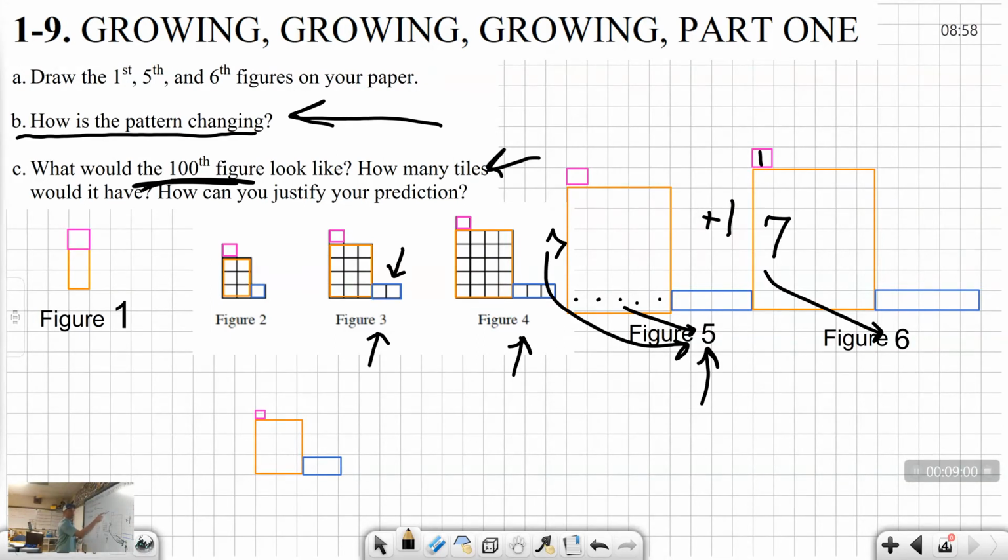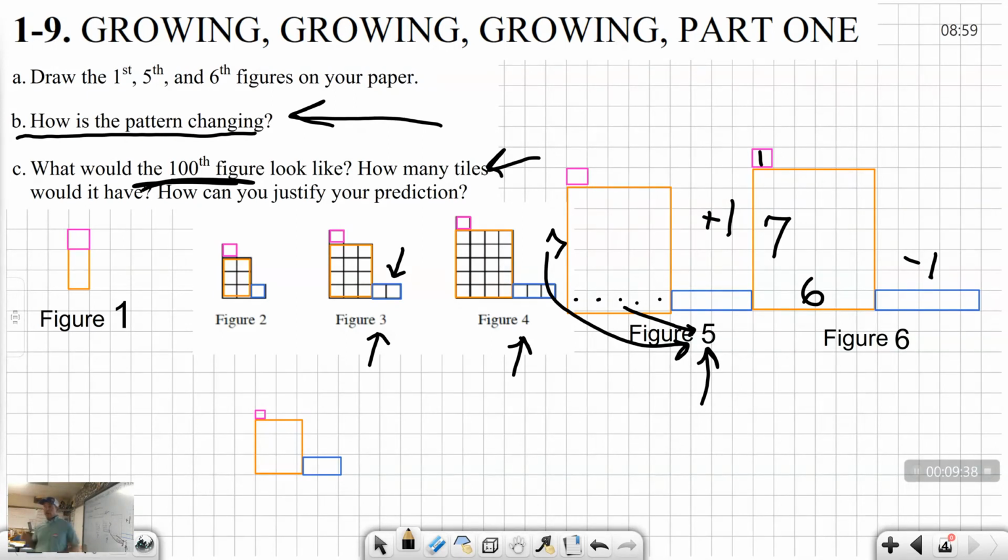101. And you are writing that down. The body in the 100th figure is 101 tiles tall. Now I notice in figure 6 that the body is 6 units wide. How wide is the 100th figure's body? 100 units. It matches. It is 100 units wide. I notice that the leg is 1 less than the figure number. That means in the 100th figure, the width of the leg is 99. Very good. That is describing the parts of the 100th figure.